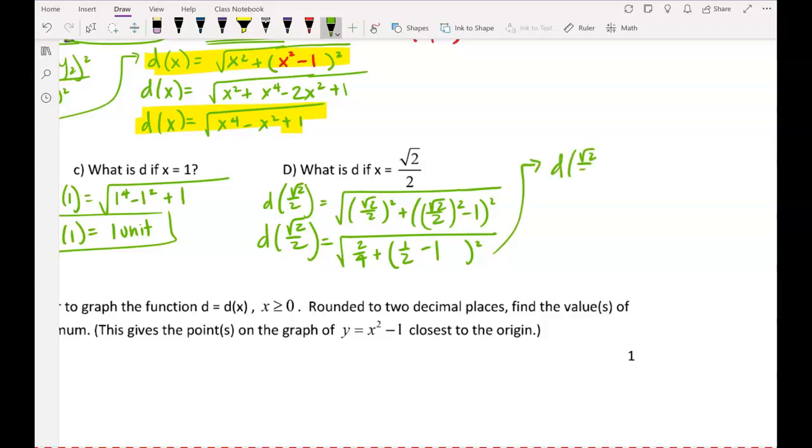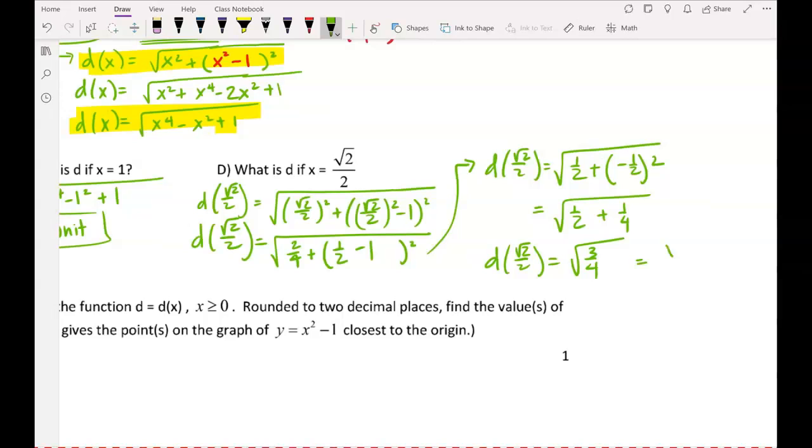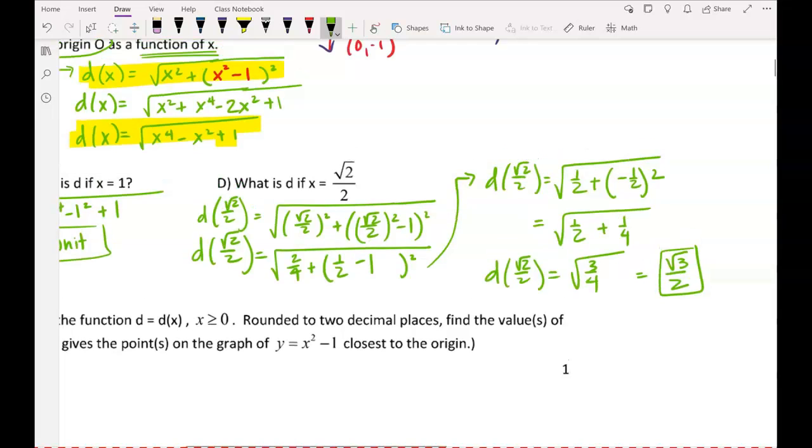d of radical 2 over 2 equals the radical of 1/2 plus 1/2 minus 1 quantity squared. As you know already, 1/2 minus 1 is negative 1/2, and squared that gives us 1/4. So d of radical 2 over 2 equals the square root of 3/4. Yes, you do have to rationalize this. So that's radical 3 over 2. So the distance when x is radical 2 over 2 is radical 3 over 2.